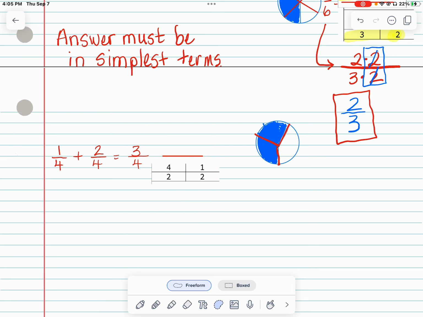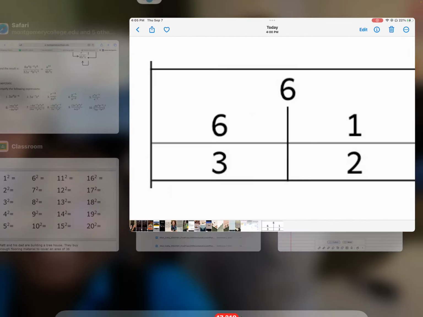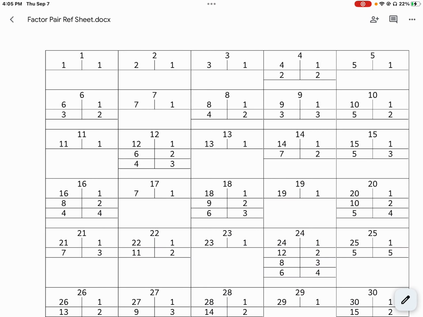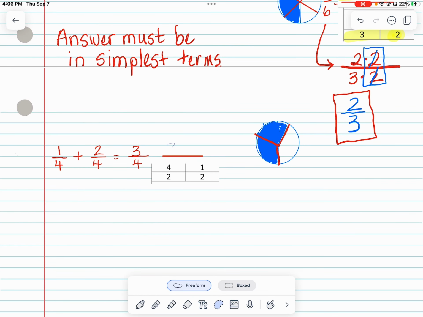Now 3 is a really easy one, because if you look at the factor pairs for 3, they've only got 1. 3 times 1. I don't even need to copy it. I can remember that and write that right here. I'm really good at copying one thing. I struggle when there's more than one thing.